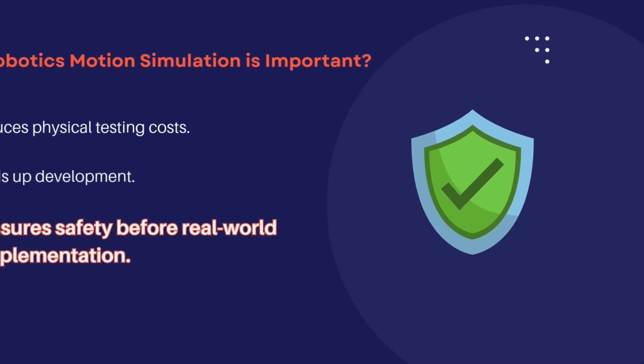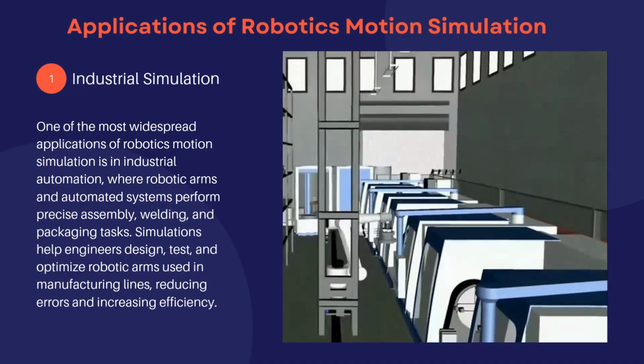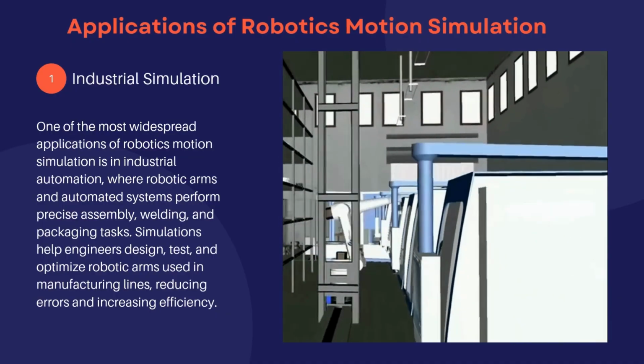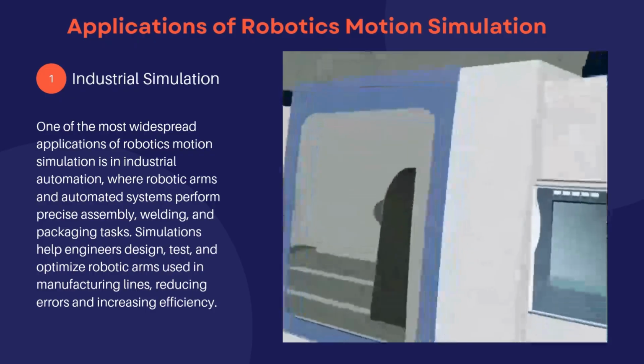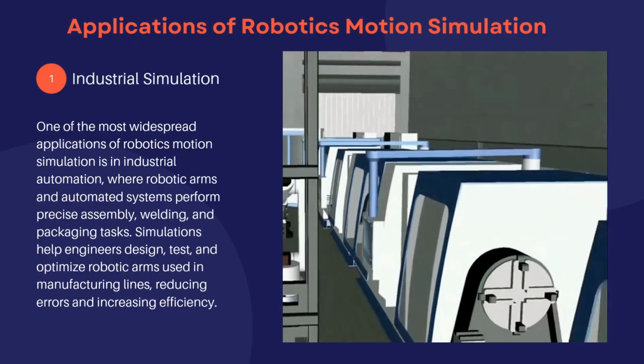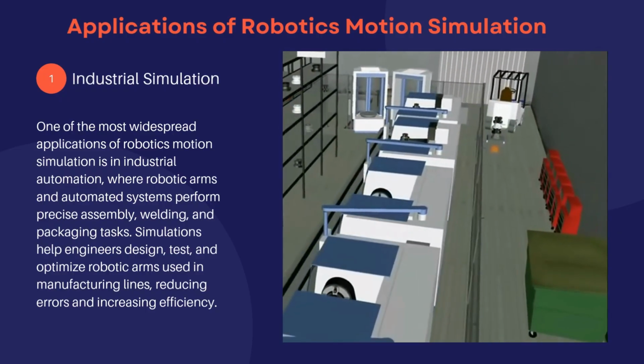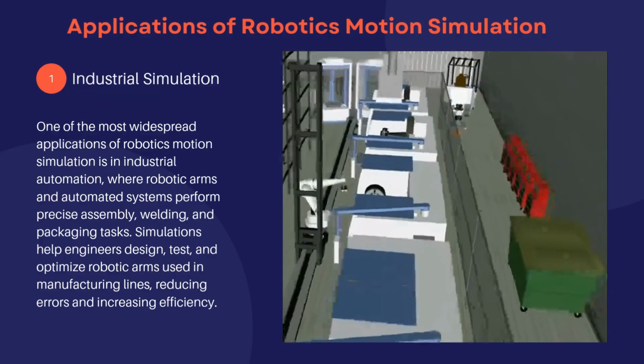and robotic-assisted surgery. One of the most widespread applications of robotics motion simulation is in industrial automation, where robotic arms and automated systems perform precise assembly, welding, and packaging tasks. Simulations help engineers design, test, and optimize robotic arms used in manufacturing lines, reducing errors and increasing efficiency.